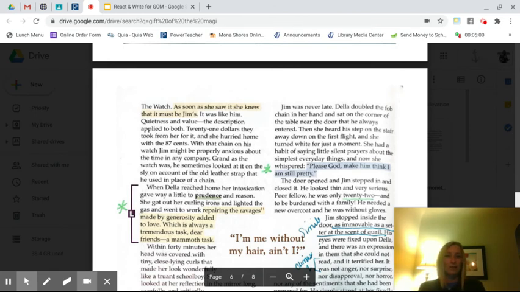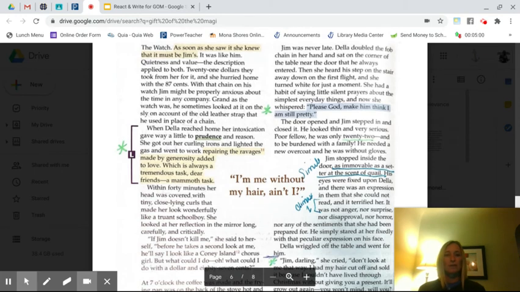Then she heard a step on the stair, way down on the first flight, and she turned white for just a moment. She had a habit of saying silent little prayers about the simplest everyday things, and now she whispered, Please, God, make him think I'm still pretty. The door opened and Jim stepped in and closed it. He looked thin and very serious. Poor fellow, he was only 22 and burdened with a family. He needed a new overcoat and he was without gloves.